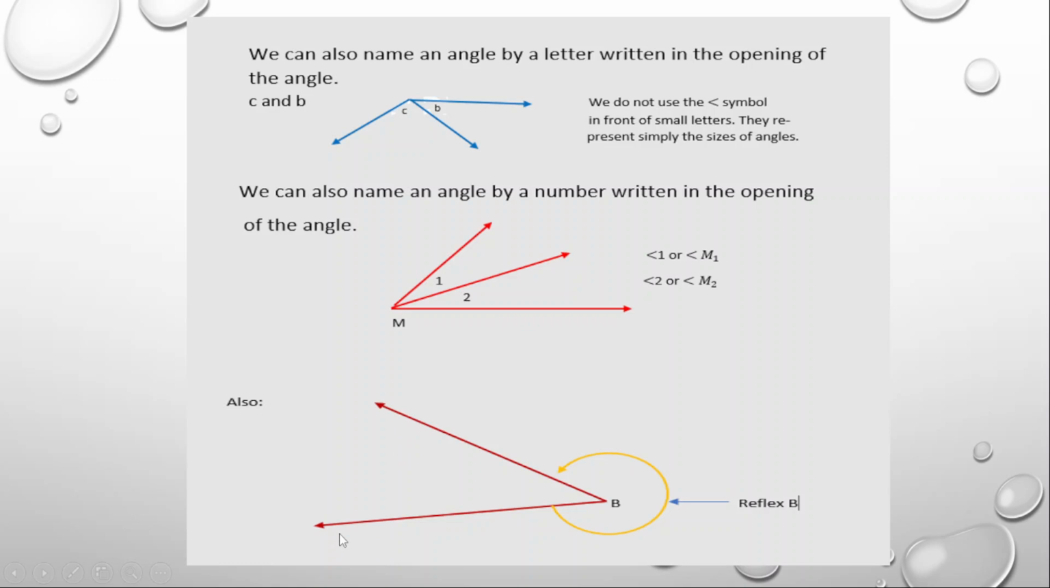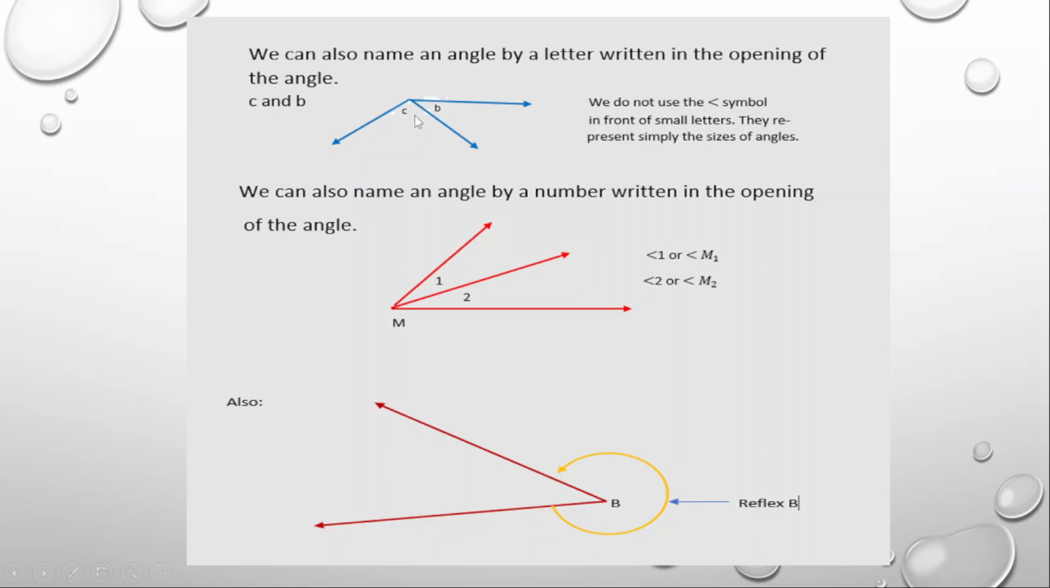But we know this part now is angle B, right? We do not have the points on the rays, so we can call this angle B. This is the internal part of this angle. But we also have an external part of the angle, right, right around the internal part. That is what we call reflex B. We don't call it angle B, we call that reflex B, or reflex angle B.